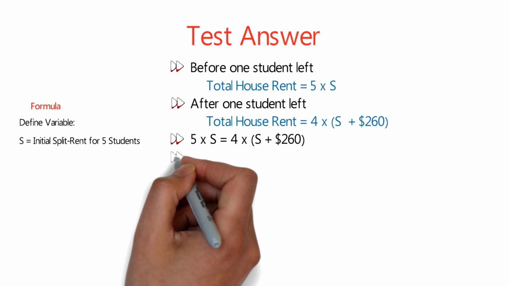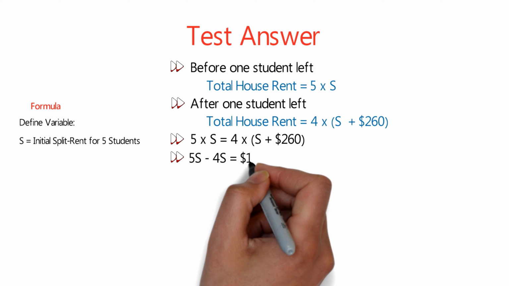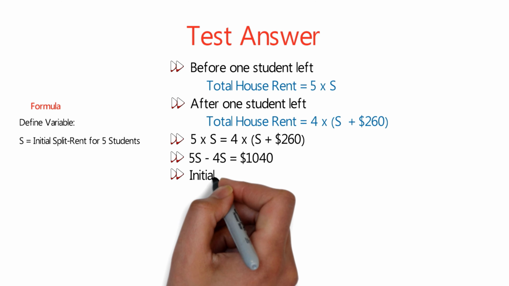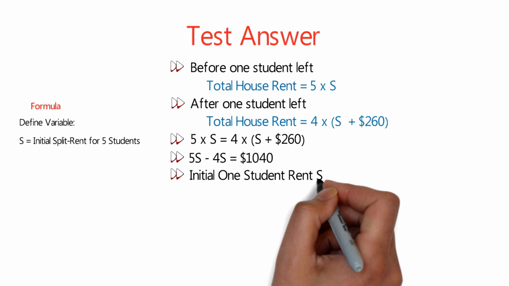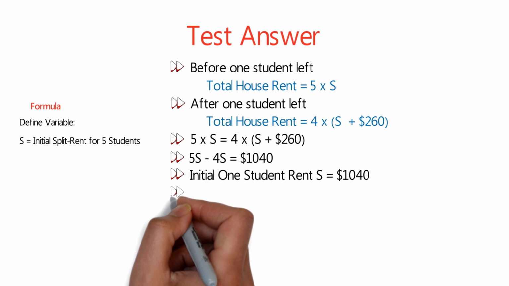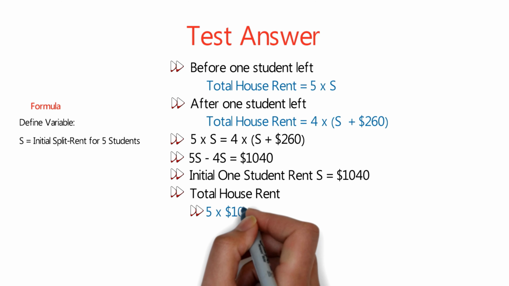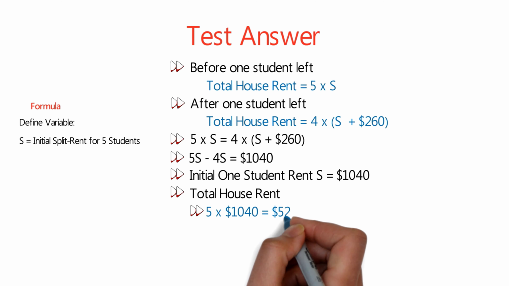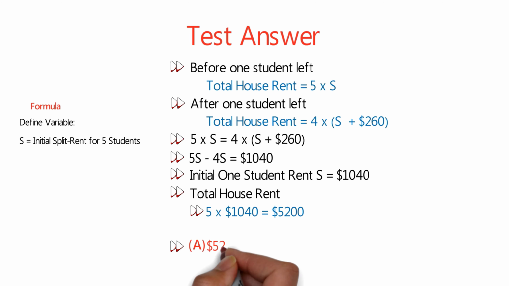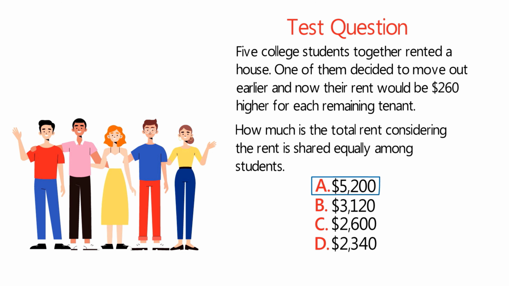Once we simplify it, we'll get to the equation 5S minus 4S equals $1,040, which means that S equals $1,040, which represents the initial one student rent. To calculate total house rent, we need to multiply 5 by $1,040, and the result will be $5,200. So the answer is choice A, $5,200. Hopefully you've nailed this question and now know how to answer similar problems.